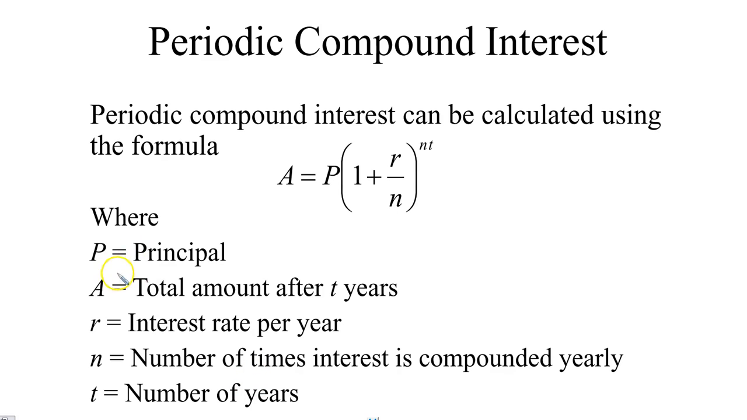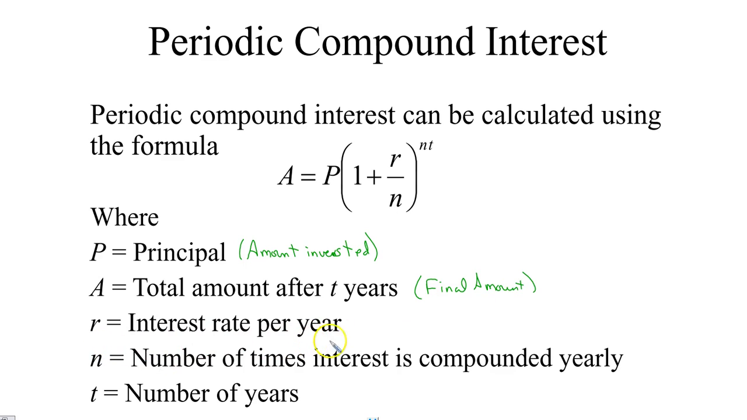So P stands for principal, or sometimes this is referred to as the amount invested, okay, or what we start with, okay, so the amount invested or what you start with. A is the total amount after T years, so this is also known as the final amount. So that's kind of helpful here, okay.